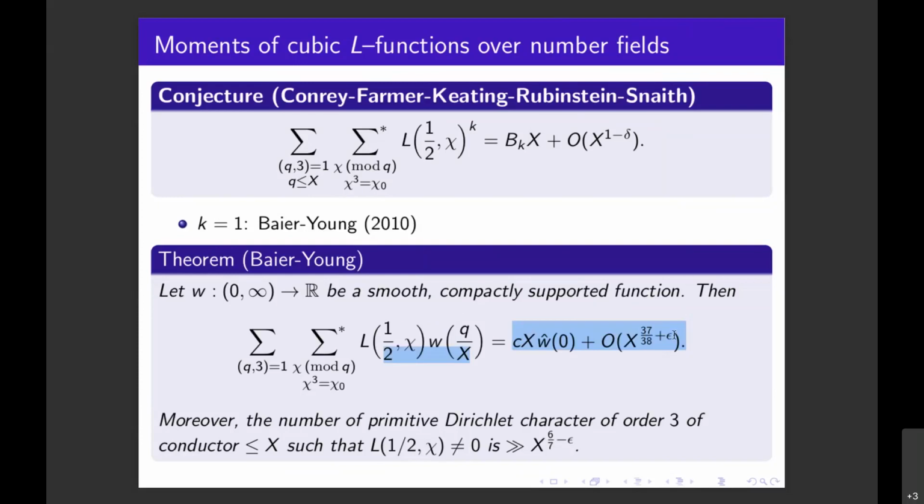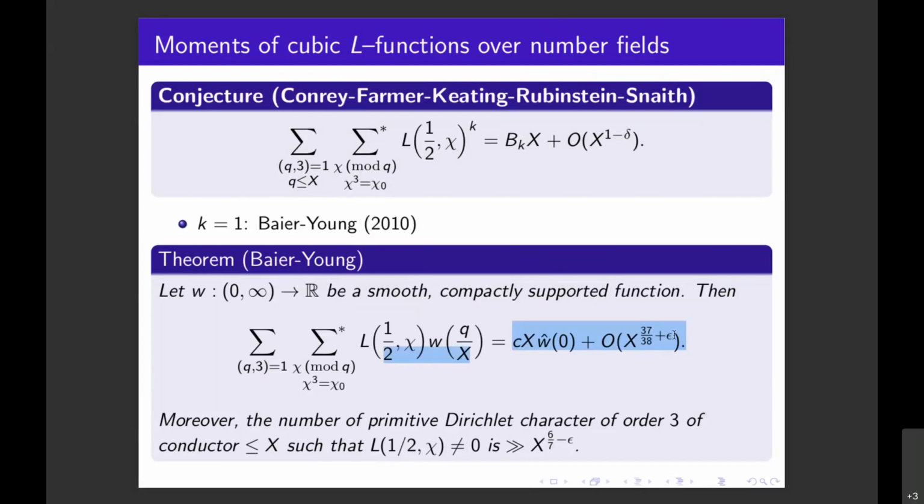And using these upper bounds for higher moments of L-functions, they showed that the number of primitive cubic characters of conductor of size up to x, for which the L-function is non-vanishing, is bigger than x to the 6 over 7 minus epsilon. So this is pretty far from a positive proportion. Now, if we assume, for example, the Lindelof hypothesis or the Riemann hypothesis, one would be able to show that more than x to the 1 minus epsilon of the L-functions are non-vanishing.